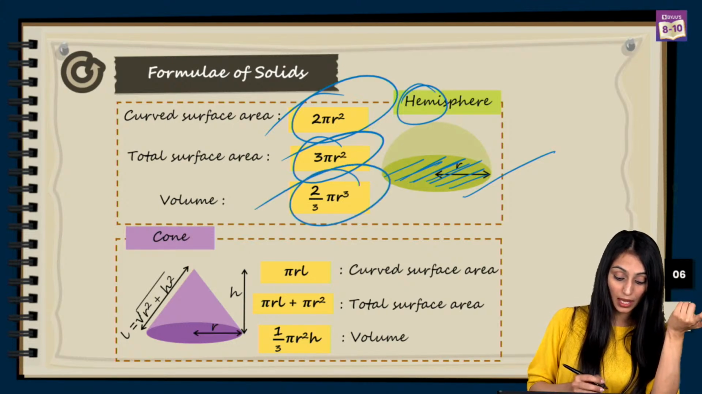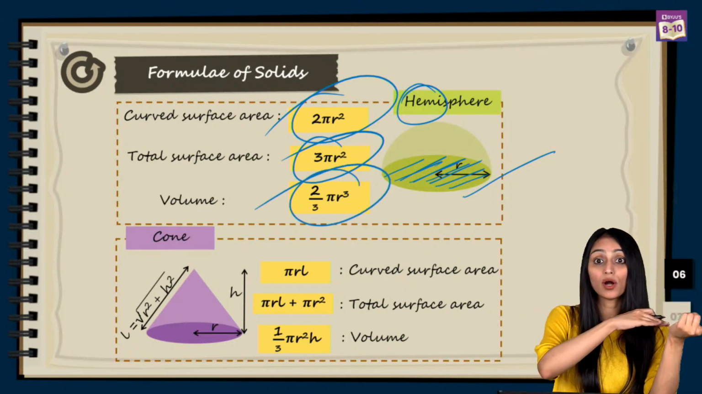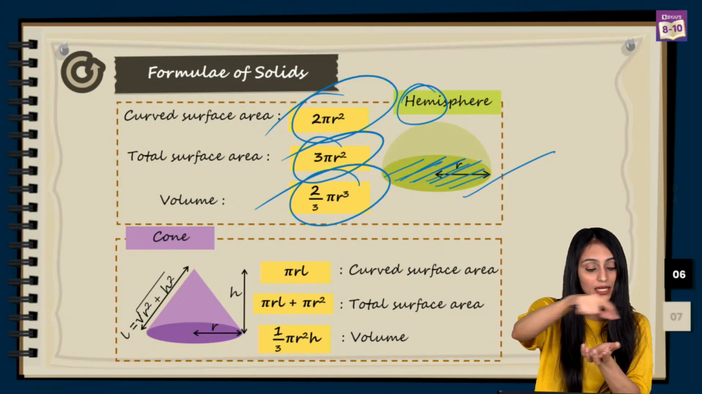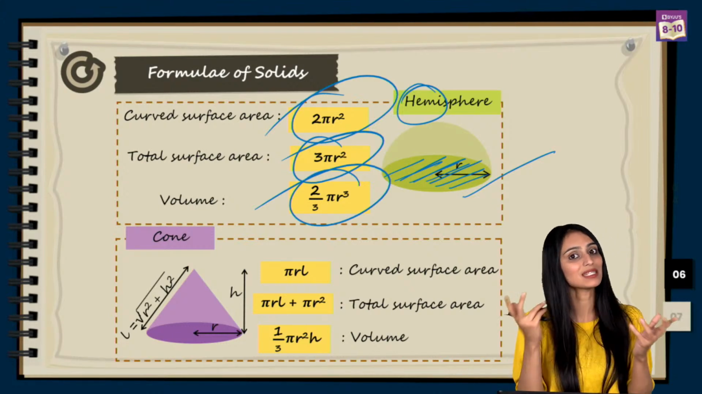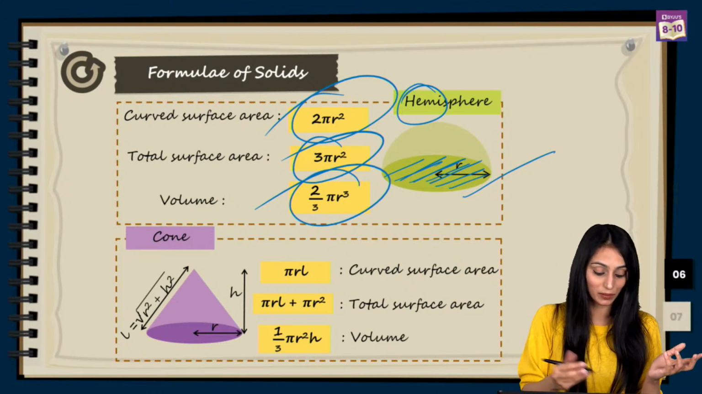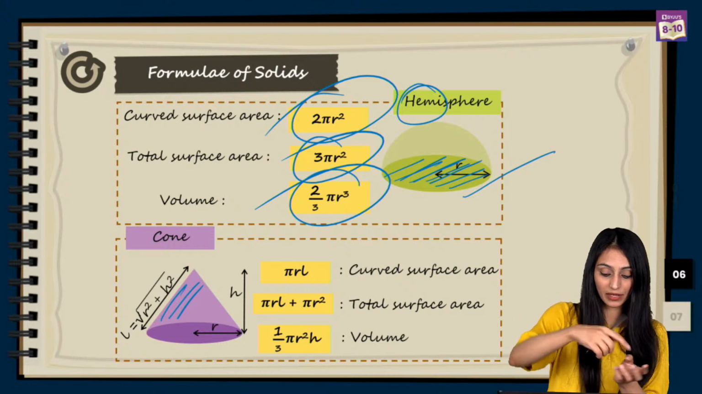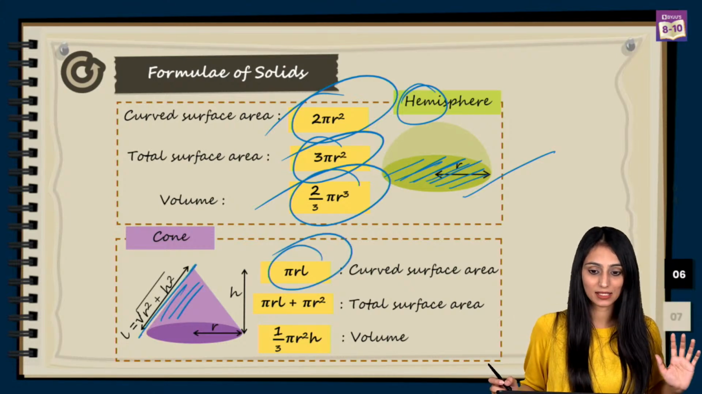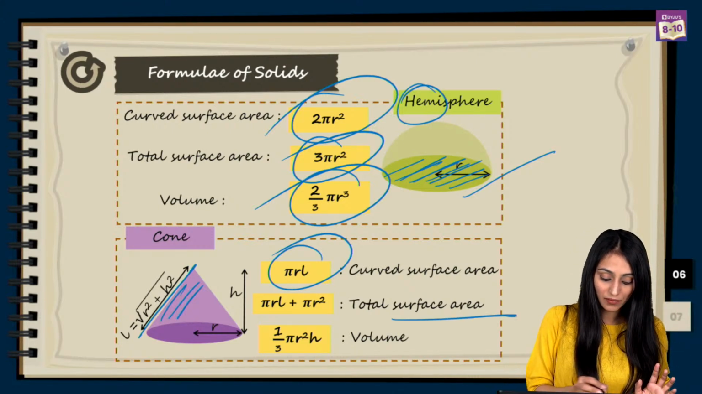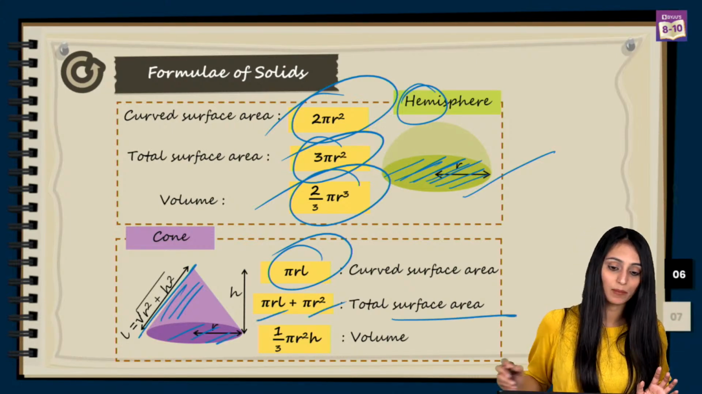Coming to the cone. Again, when we talk about curved surface area, we are not considering the bottom. We will not use the term lateral surface area, though the basic meaning is the same. We are only considering the curved surface. That's pi rl. We know how to find out l. That's square root of r square plus h square. For total surface area, I'll consider the base as well, pi rl plus pi r square.